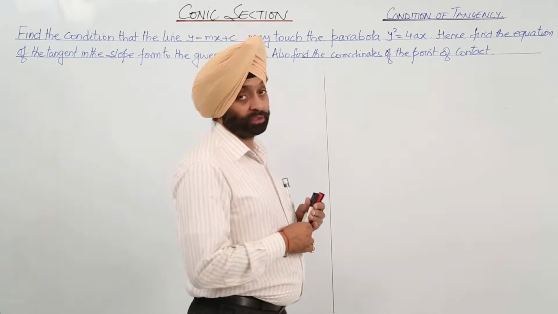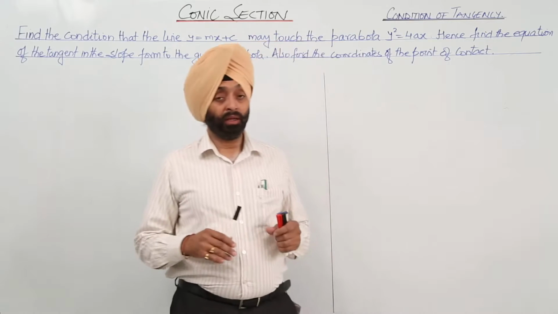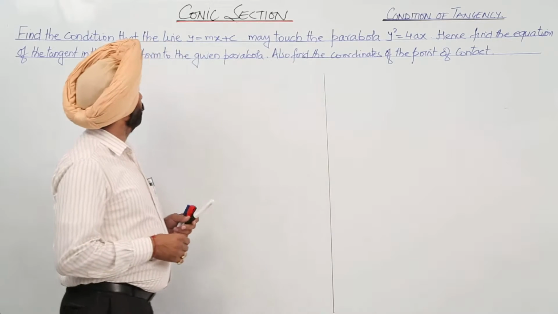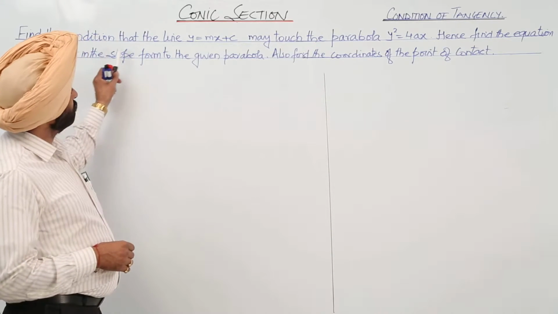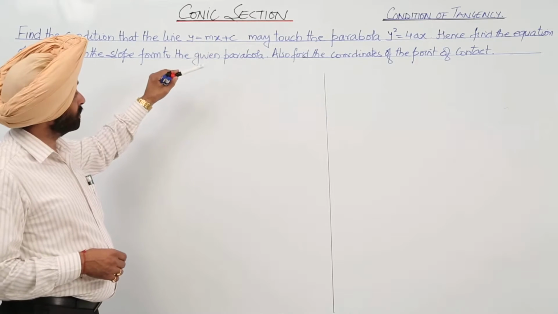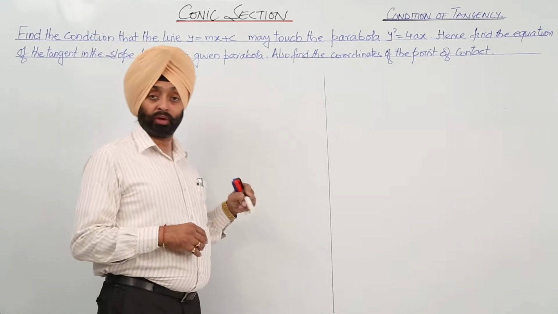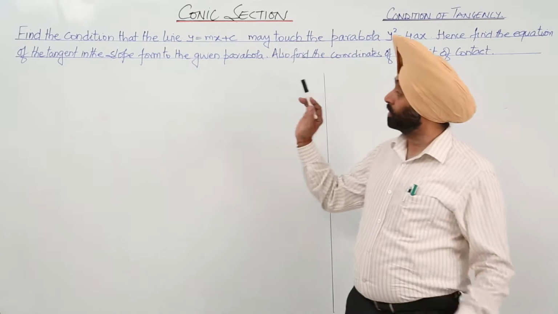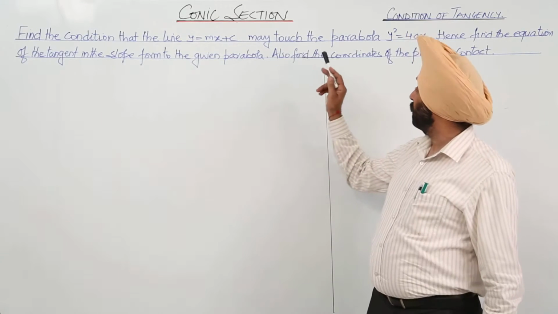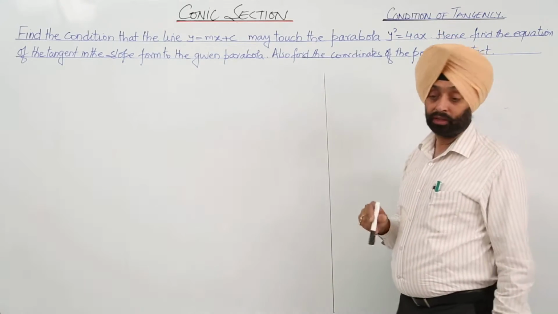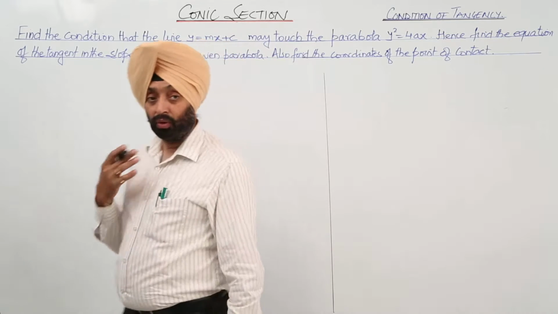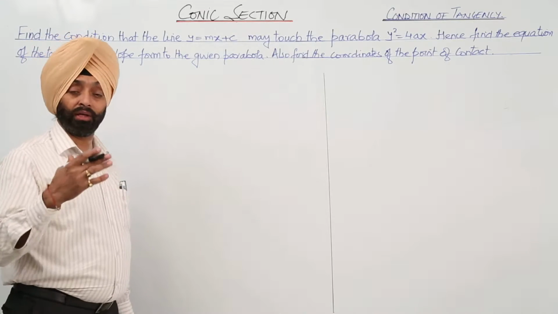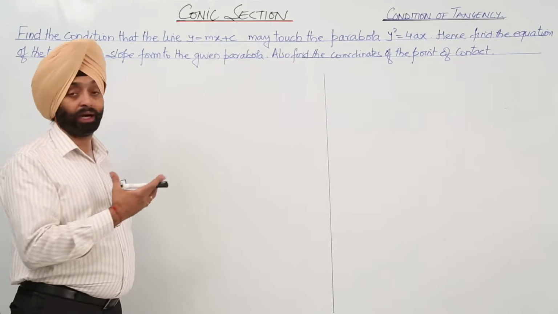Condition of tangency, a very important concept. Now basically what we are going to write here is the condition for a line y is equal to mx plus c to touch the parabola y square is equal to 4ax. Hence find the equation of the tangent in the slope form to the given parabola, and also find the coordinates of the point of contact. Now, what is the condition that a line should touch a parabola in one and only one point? This is our topic.